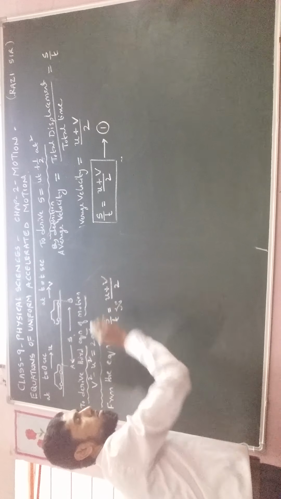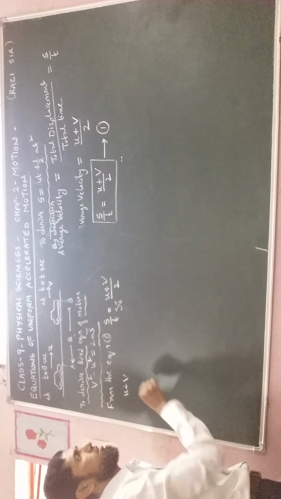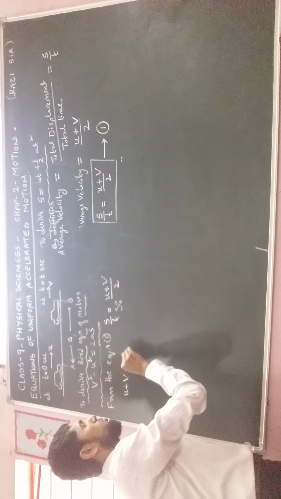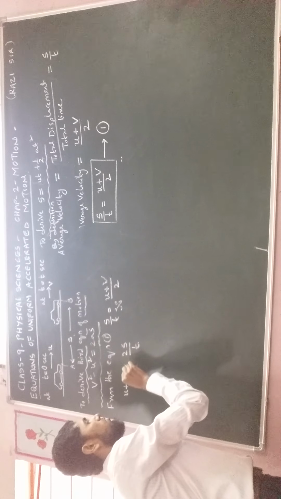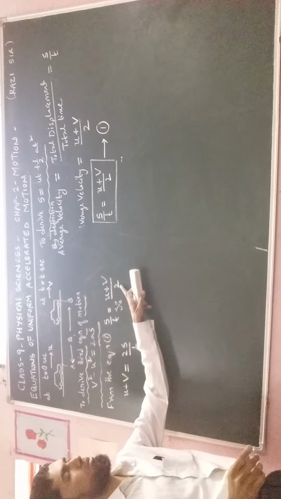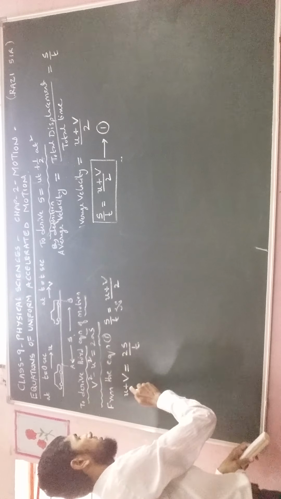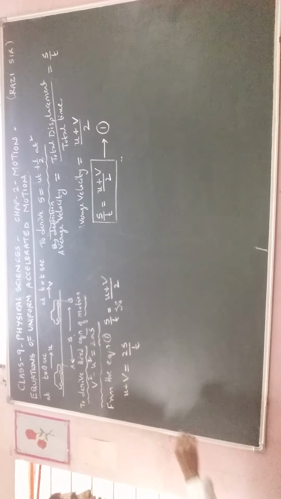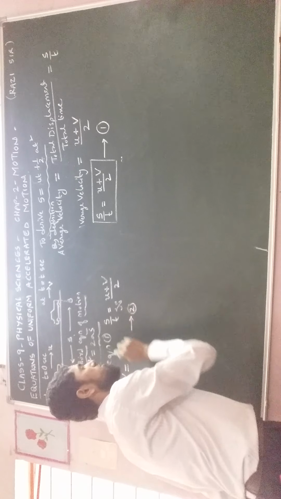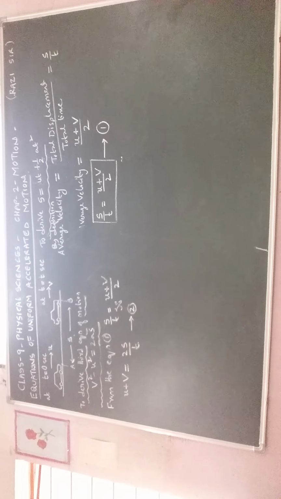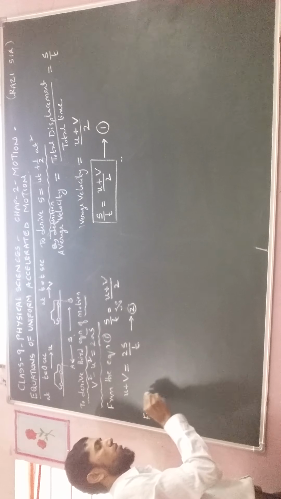From this equation 1, after cross multiplying, what do we have? We only want the u plus v variable. So you get u plus v equal to 2s by t. What is the u plus v value? Simply we are multiplying 2 with s. u plus v is equal to 2s by t. We take this as equation number 2.